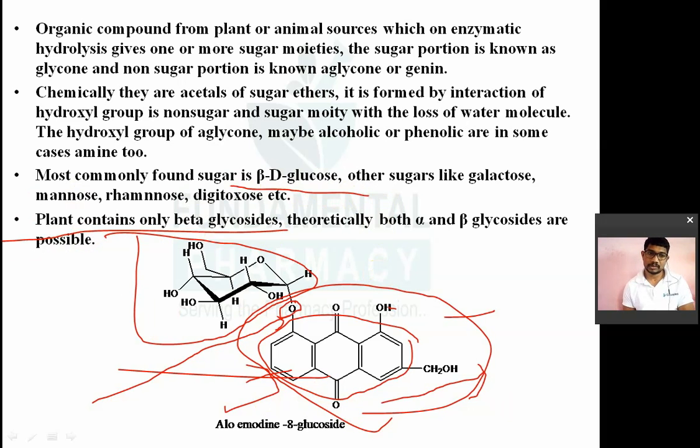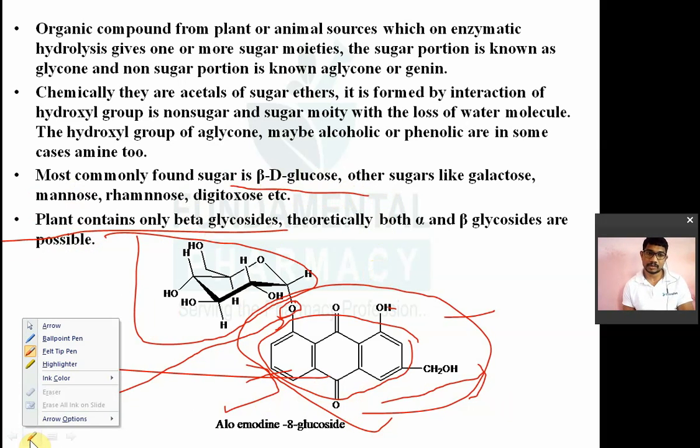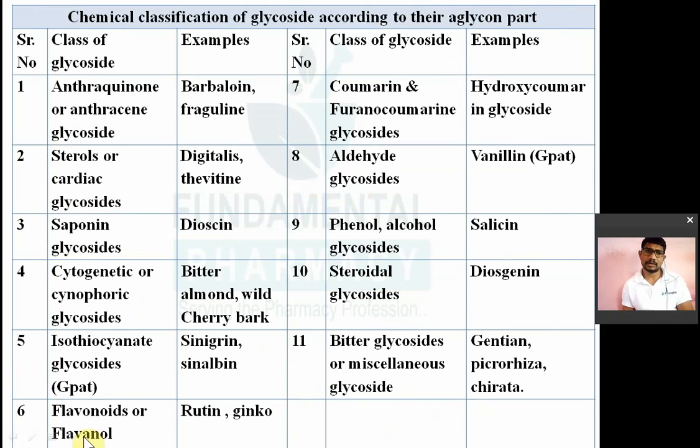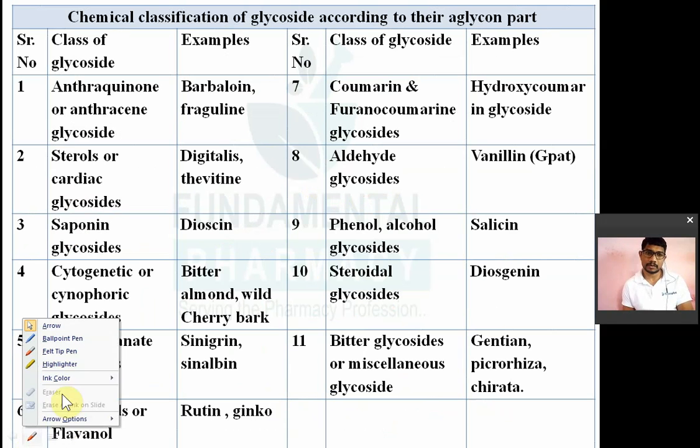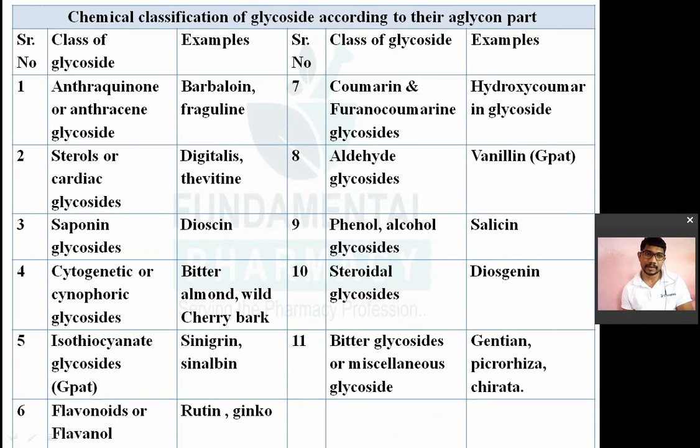So we'll see the next point. We'll see the classification of these glycosides again. Questions come on it in GPAT. So depending upon the nature of the aglycone part, glycosides are classified in different ways.